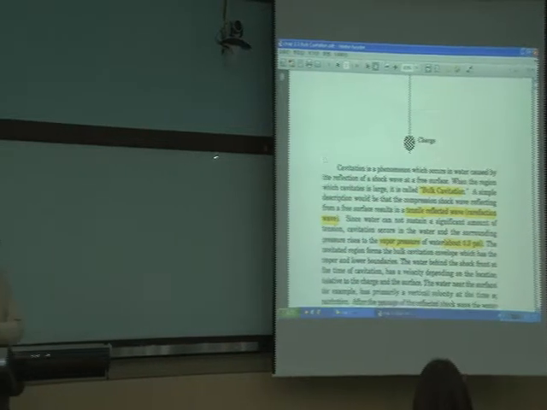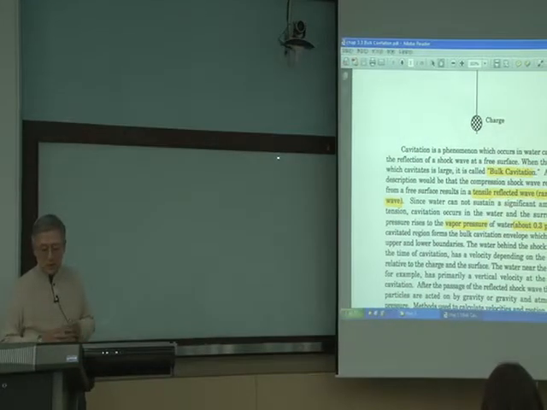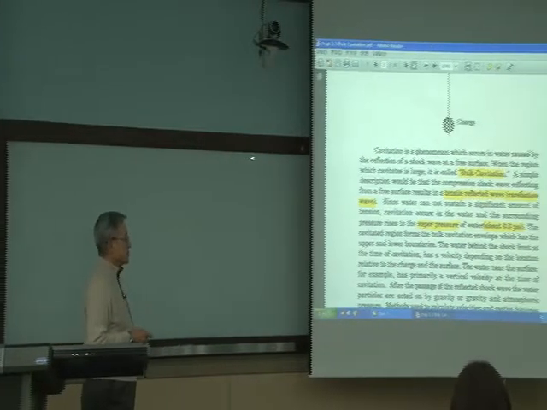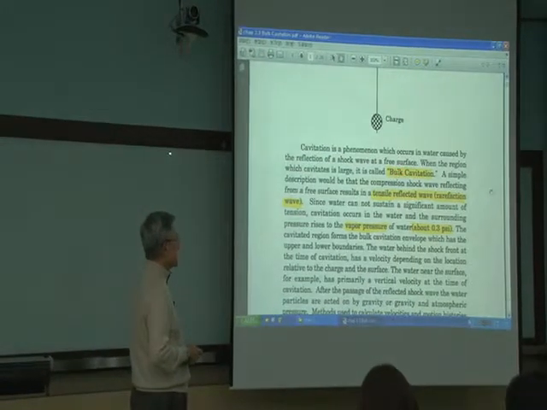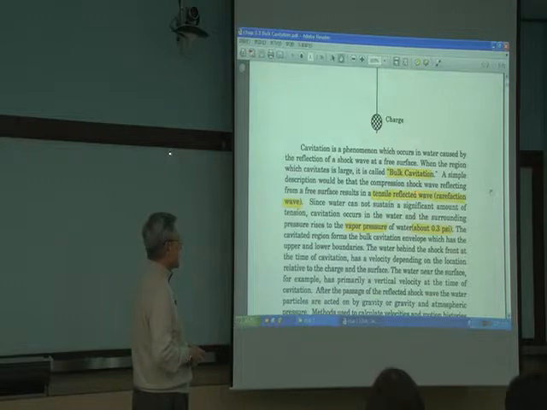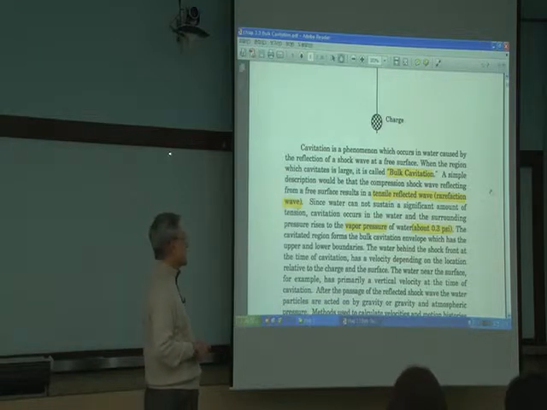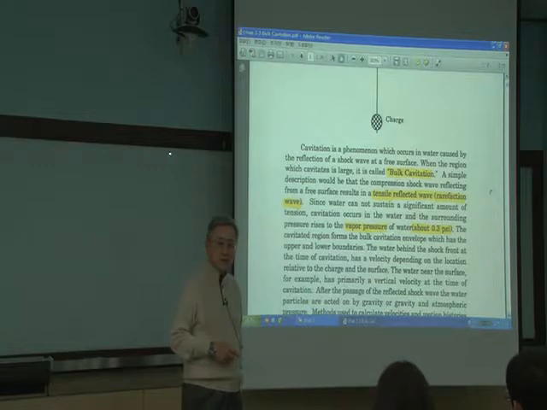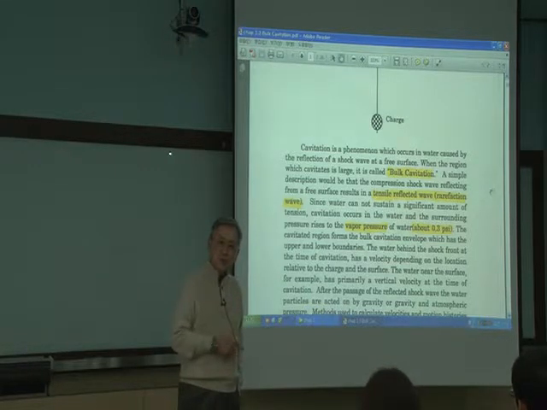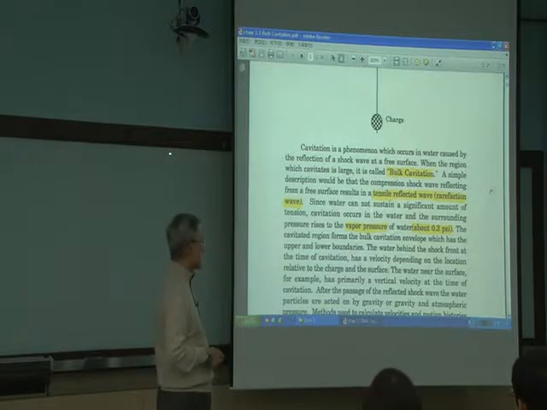In your note, you don't have such a yellow mark, things like that, but for the lecture purposes, I put the yellows in there. Bulk cavitation, keyword: tensile reflected wave, or rarefaction wave, or tension wave, or surface reflection wave. It's all the same thing. Very important keyword.